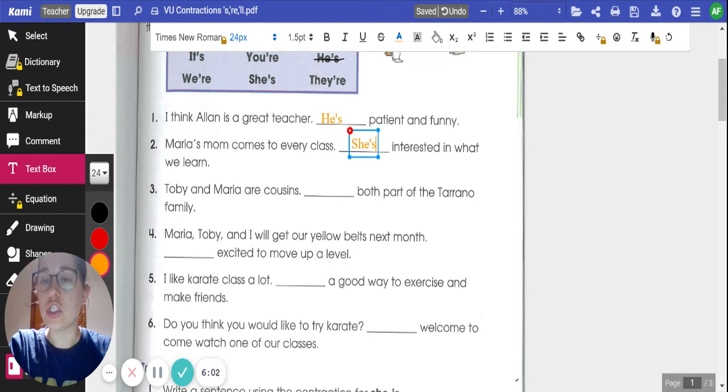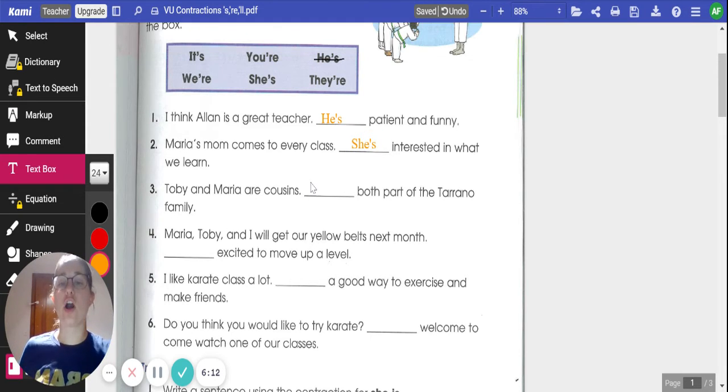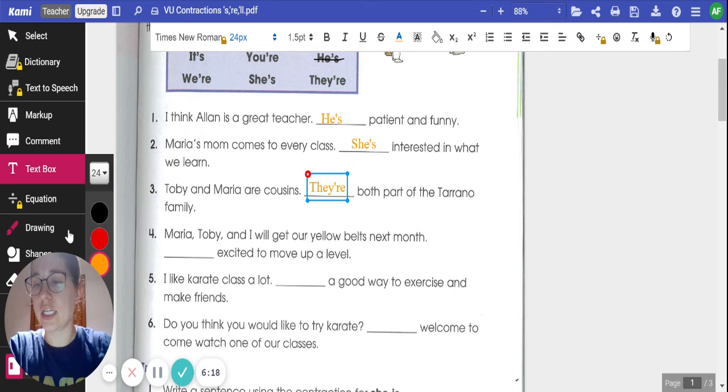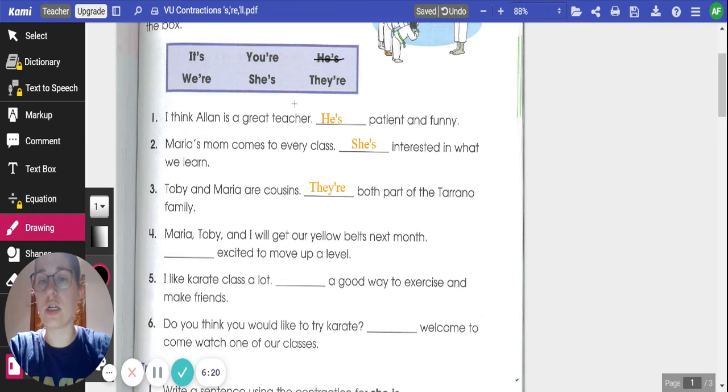Number 3, Toby and Maria are cousins. Blank, part of the Toronto family. And I think I'm going to pick the word they're for they are, both part of the Toronto family. T-H-E-Y apostrophe R-E. And I'm also going to cross that off up in our word bank, in the word she's.